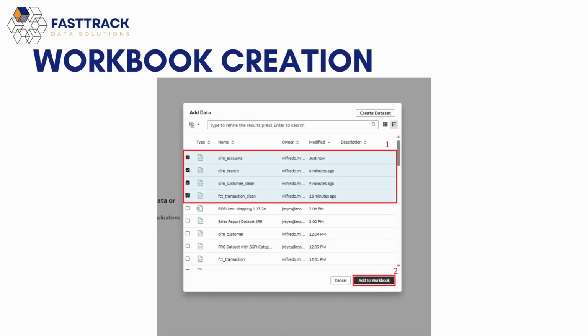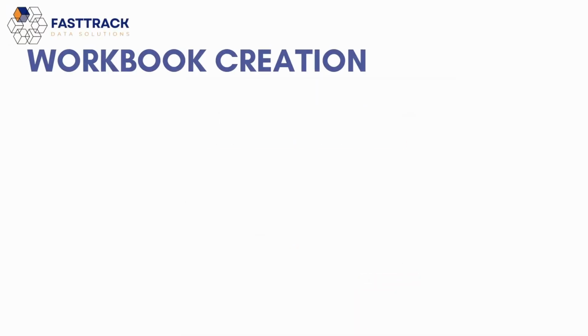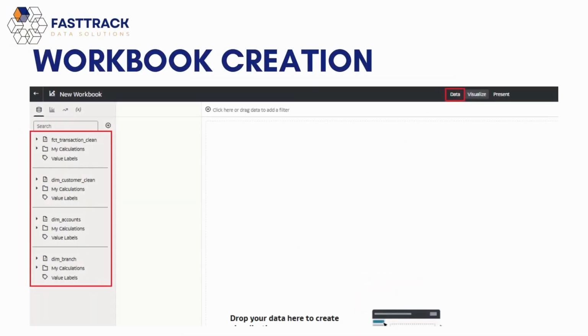Upon opening the Workbook Creation interface, you will be prompted to add a dataset. At this stage, select all of the datasets that you have cleaned and prepared earlier. After adding your cleaned datasets to the workbook, the result should display all selected datasets listed and ready for use within the workbook interface. After that, click the Data tab on the top middle part of the workbook.